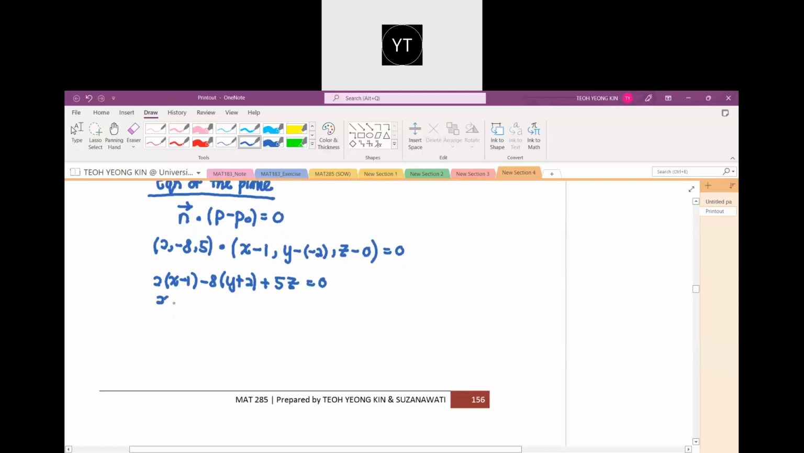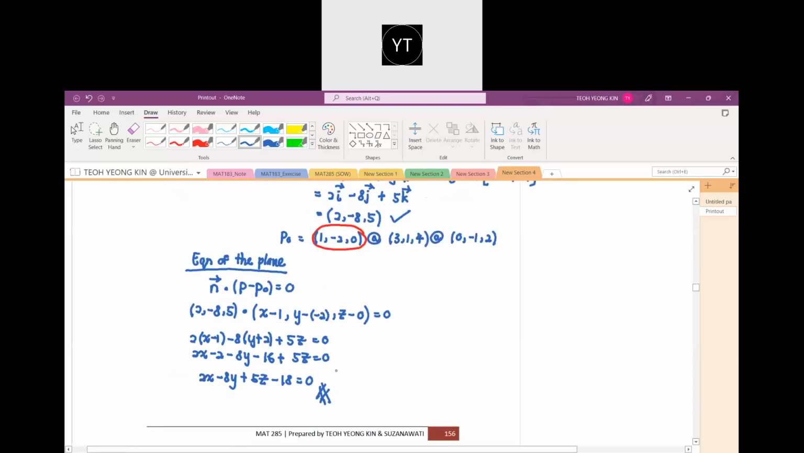So here we have 2x minus 2 minus 8y minus 16 plus 5z equals 0. Rearrange this: 2x minus 8y plus 5z, negative 2 minus 16 is negative 18, equals 0. So here is our equation of the plane.